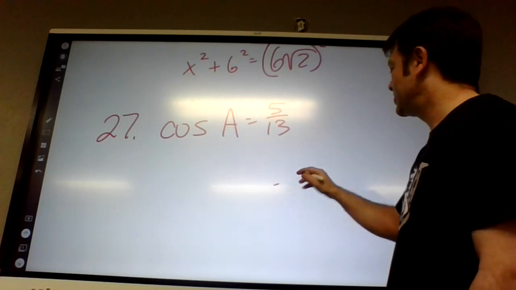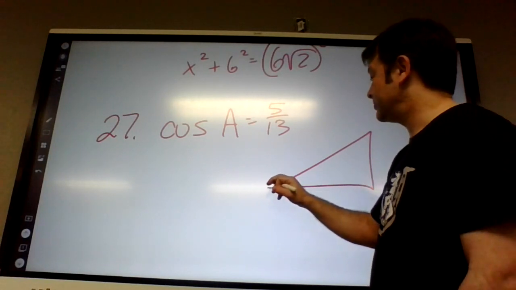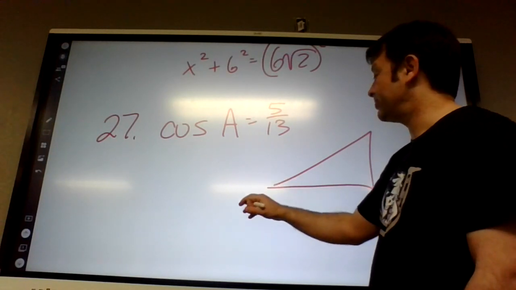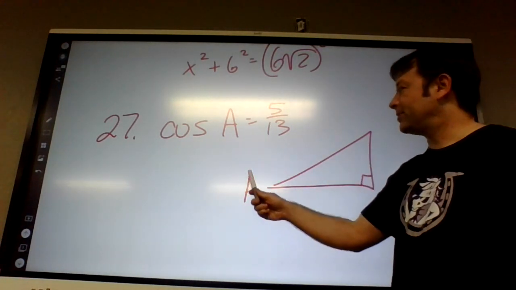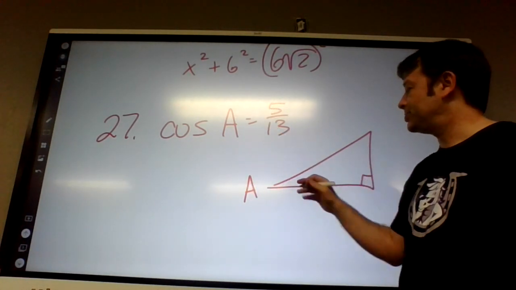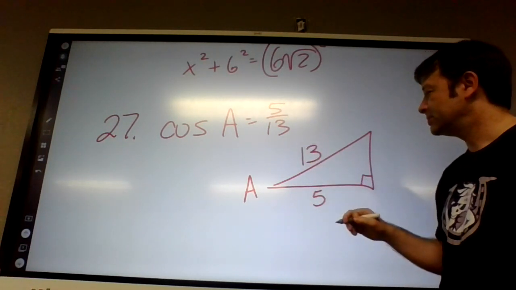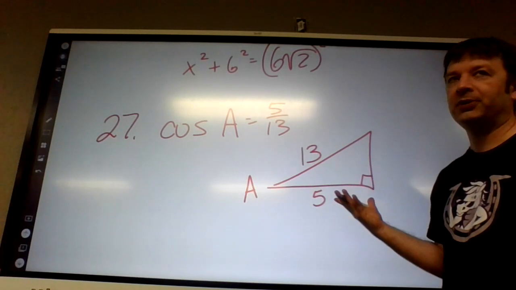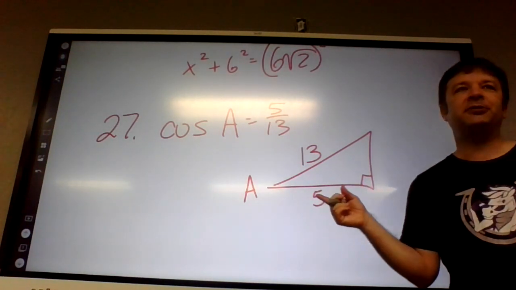Adjacent over hypotenuse. So if I made up a little triangle here, no, it probably wouldn't look like that, but that's okay. Pretend this makes sense. If I call this angle A, the adjacent side should be 5, and the hypotenuse should be 13. So this is the triangle we're using. Now, I didn't draw the picture very well.